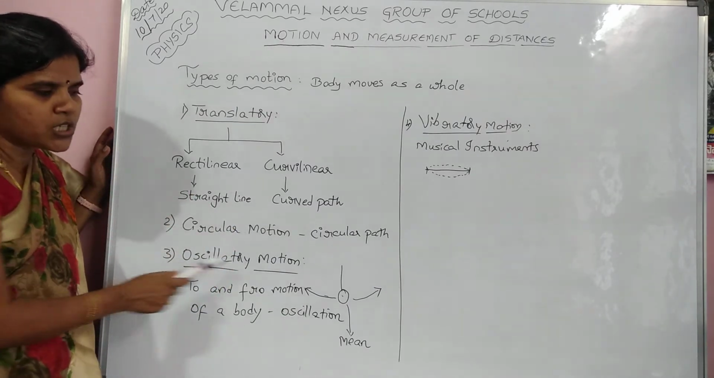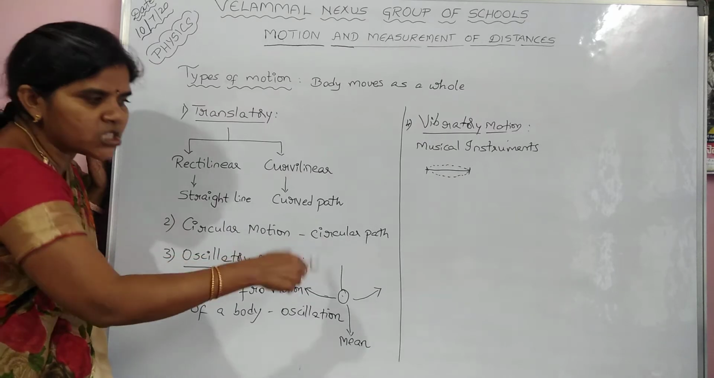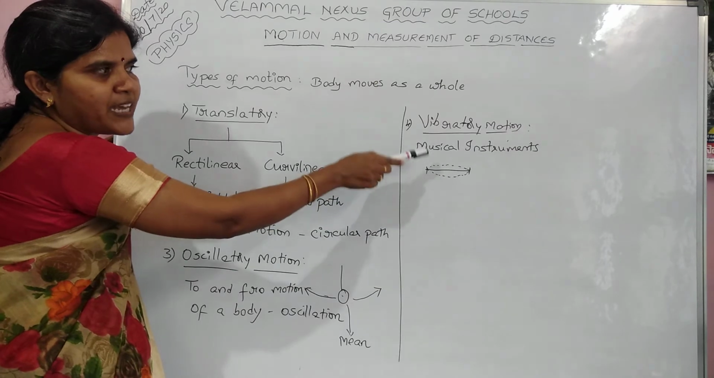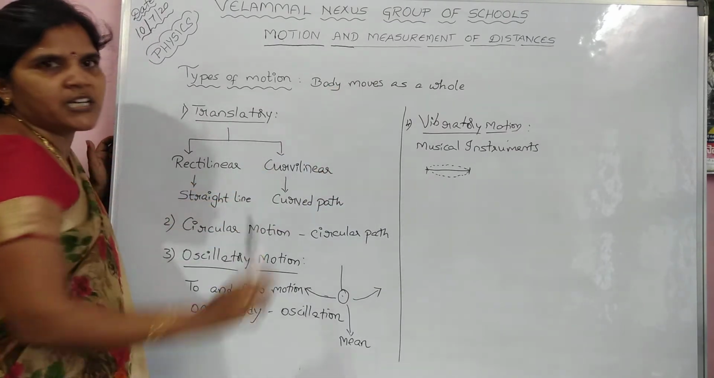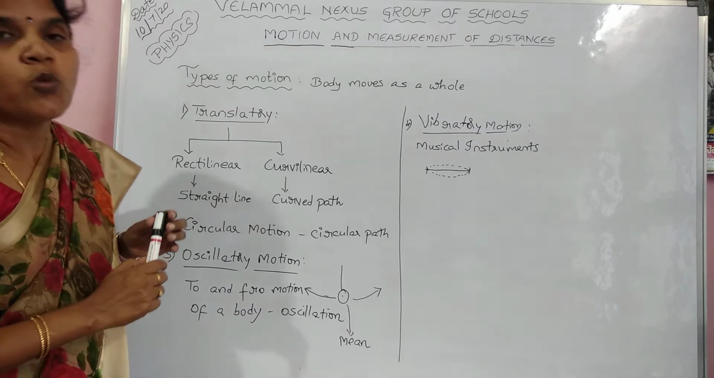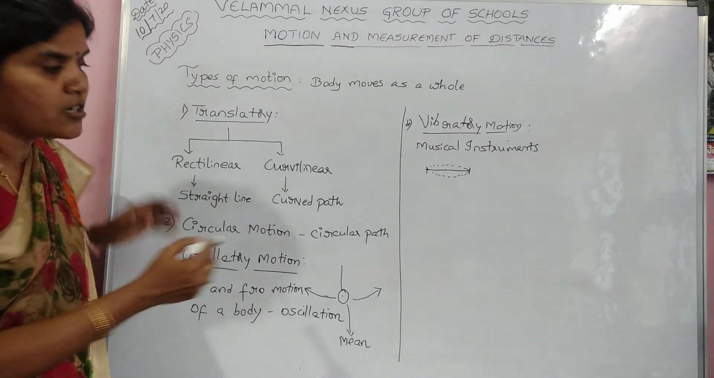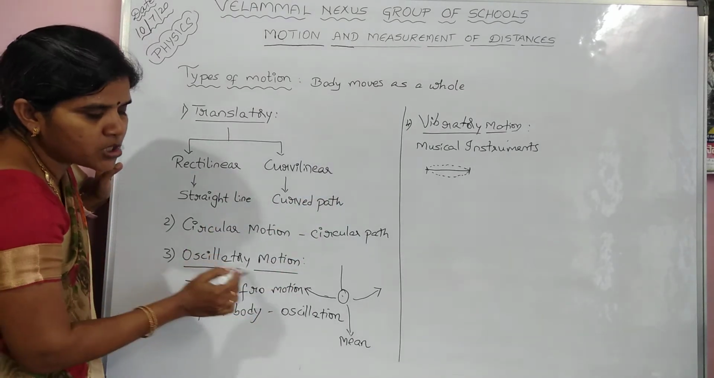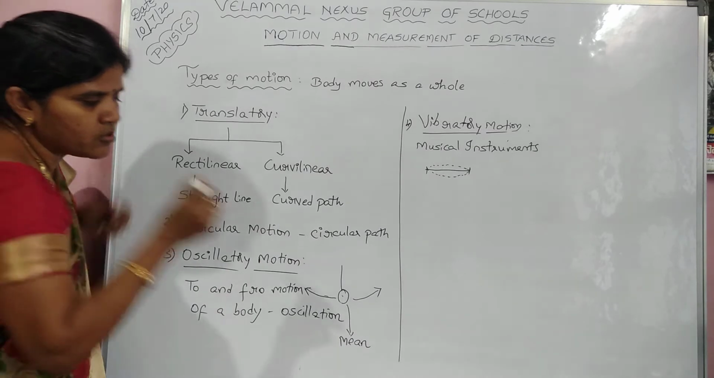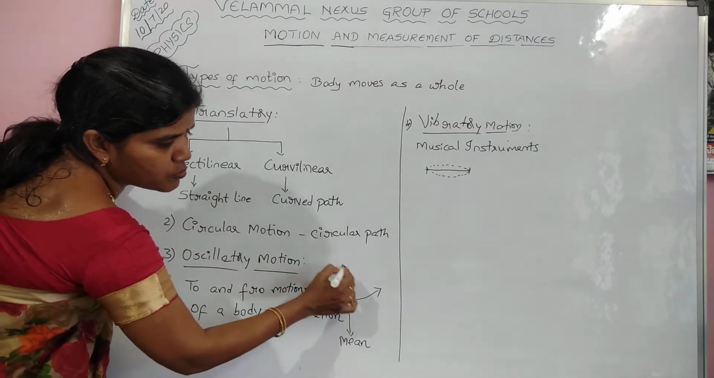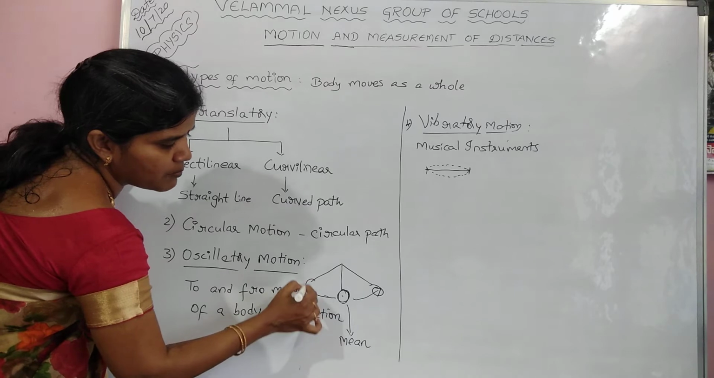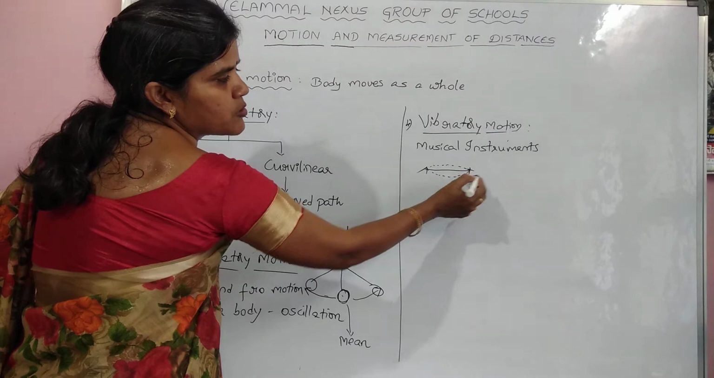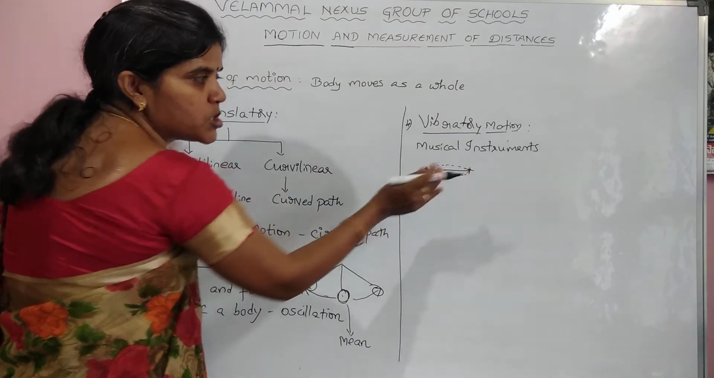When we take oscillatory motion, the pendulum makes oscillations on its main position. In vibratory motion, the string vibrates on its main position. Both are nearly equal. But what is the difference? The main difference is that in oscillatory motion, the bob, the pendulum, completely moves from its position. But here the string will not move from its position as a whole.